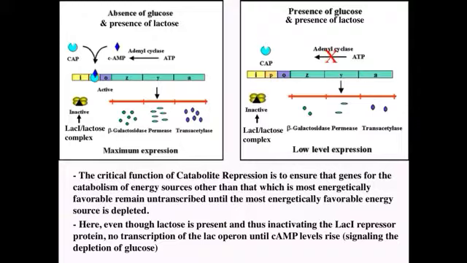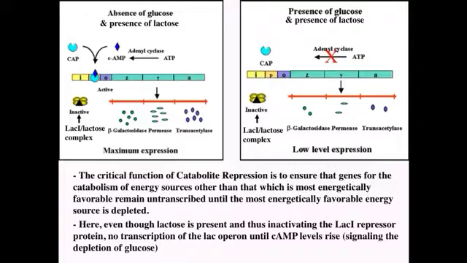Again, let's look at two different situations here to try and illustrate these side by side. On the left is a situation where the bacterium is in the absence of glucose, but the presence of lactose. And on the right is the presence of glucose plus the presence of lactose. So this would be early on in that growth curve that we were looking at.